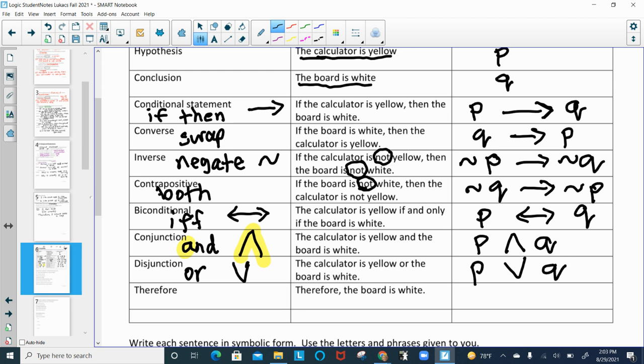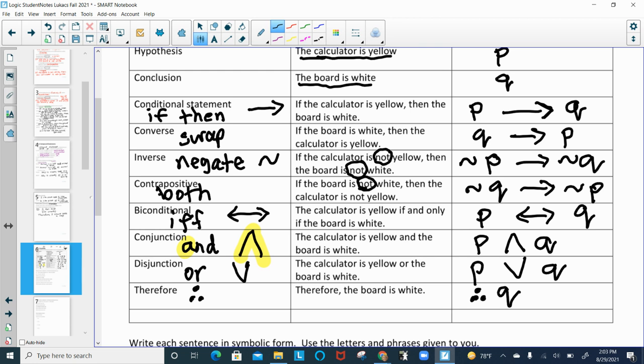And then the last word that we learned in day 2 was the word therefore. Therefore looks like 3 dots in the shape of a triangle. So here we have therefore. Anywhere we see therefore, we're going to write those 3 dots. The board is white. Therefore Q.